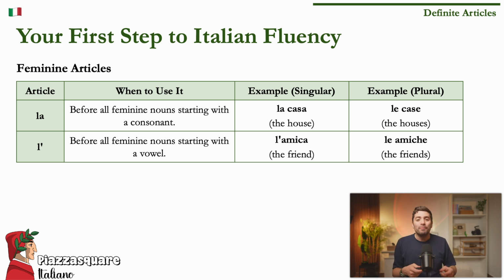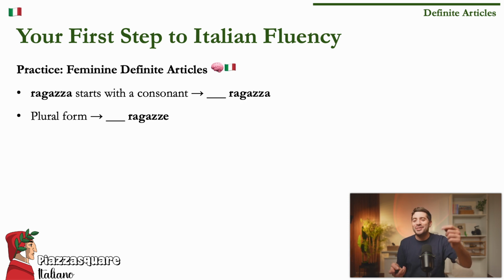L with apostrophe, use this before all feminine nouns starting with a vowel. For example, l'amica, it means the friend. The plural is le amiche, which means the friends. That's it. For feminine nouns, the plural is always le. So simple. Let's try it. The word for girl is ragazza. It starts with R. So it's la ragazza.